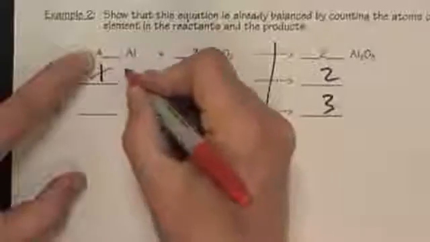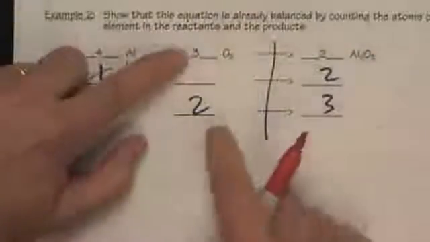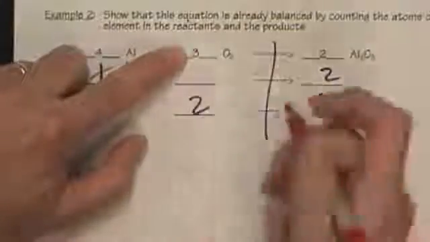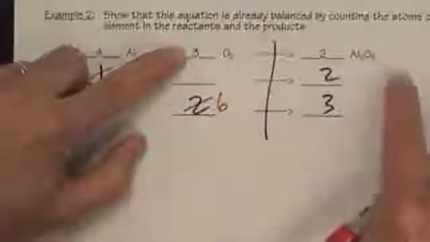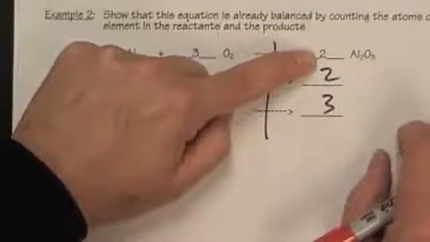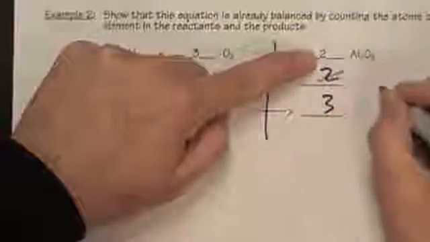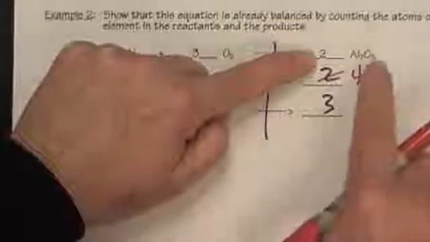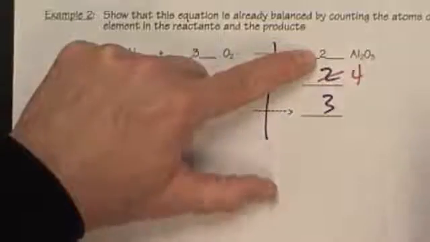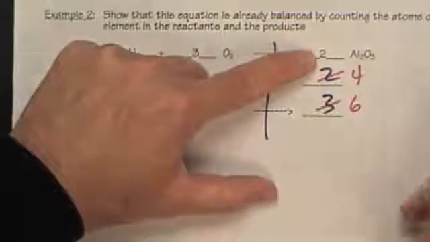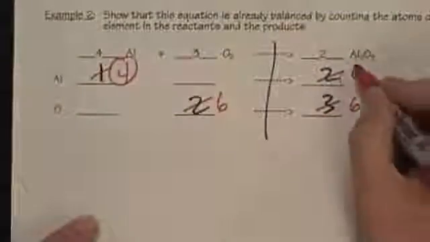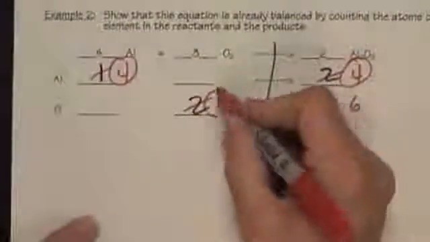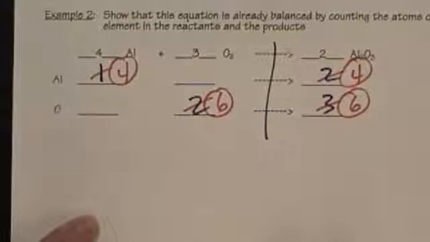4 times 1 is 4. I'm going to multiply this by 3. 3 times 2 is 6. Everything that's in the formula gets multiplied by the coefficient. So these 2 aluminums get multiplied by 2 to make 4. These 3 oxygens get multiplied by 2 to make 6. Now look at how many we have on both sides. 4 aluminums on both sides, 6 oxygens on both sides.